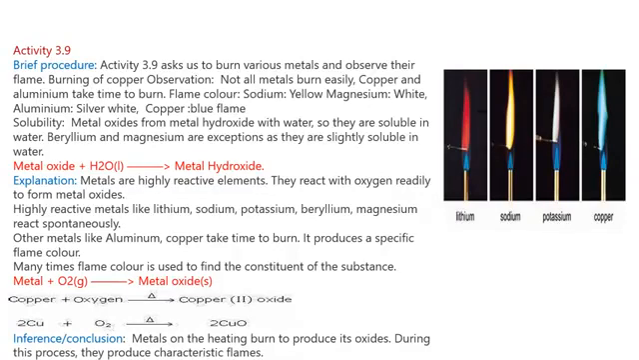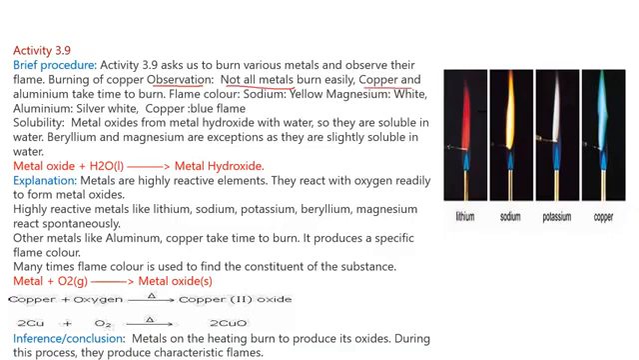So let's start with the first activity. This is activity 3.9, where you have to burn the metal and observe the flame. On the basis of the color of the flame, you have to identify which metal burns with which kind of flame. So the observation is that not all metals burn easily.